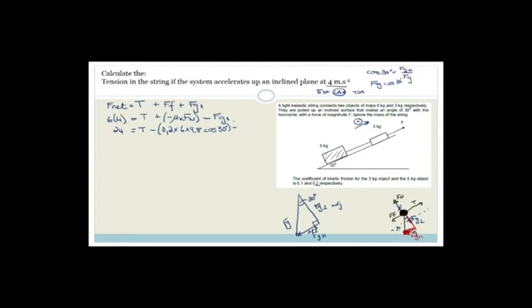minus the force of gravity parallel, which is this bit here, which is that bit there, which is the opposite. So we're going to use sine. So we're going to say sine of 30 degrees is equal to the opposite, which is Fg parallel, over the hypotenuse, which is Fg. Therefore, we've got Fg sine 30 degrees. So that becomes M, which is going to be 6 times 9.8 times sine 30 degrees.